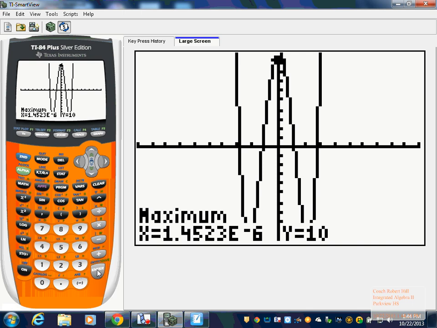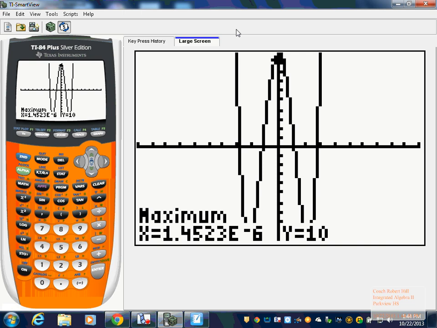Maximum. Now it's a local maximum because what happens up here? Do these points stop right here? No, they keep going. Over here, they keep going. So it's a local maximum. It's not the maximum of the graph, but it's a local one. Because this picture really doesn't have a maximum.